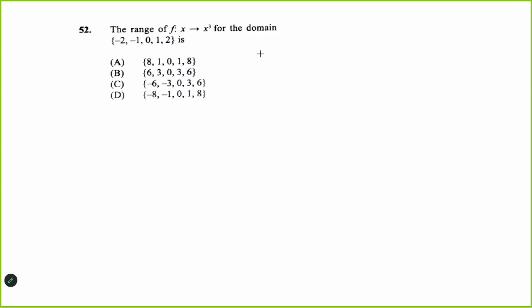X cubed, so they're telling you y is equal to x cubed, and they give me my x values. So when x is negative 2, y would be negative 2 cubed, which is equal to 2 by 2 is 4, 4 by 2 is 8, and it will be negative 8, because a negative and a negative is a positive, but a positive and a negative is a negative. So it'll be negative 8. The only one that has negative 8 here is D.